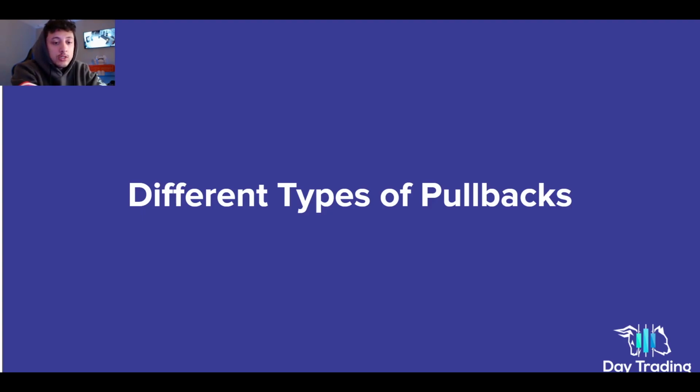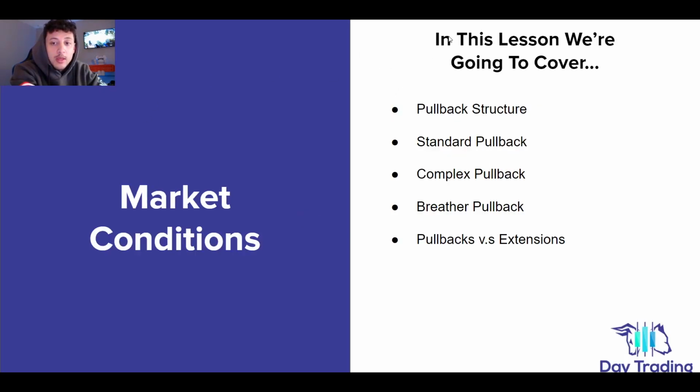This is typically going to be your job description: to identify areas of reversal where the trend will continue. So I don't want you to get too overwhelmed, but we're going to go over the basics of pullbacks in this video, and then in the next video we're going into the actual chart and going a little bit deeper into pullbacks. In this lesson, we'll cover pullback structure, what a standard pullback is, a complex pullback, and what I like to call a breather pullback. And then we're also going to go over pullbacks versus extensions and the difference between them.